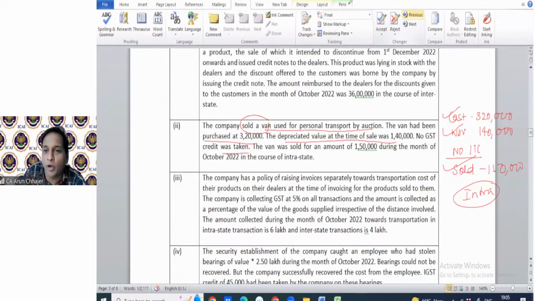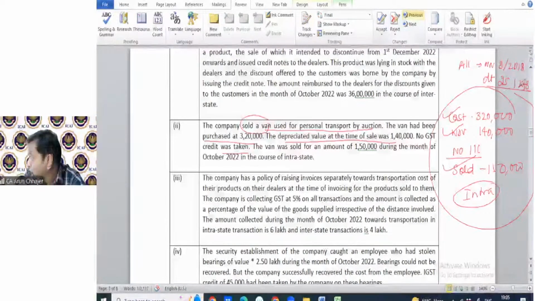Now there are two important points. I can say all the conditions of notification 8/2018 dated 25th Jan 2018 are satisfied, and therefore the GST is to be paid on margin value. What is the margin? The selling price minus WDV. Margin would be 10,000.